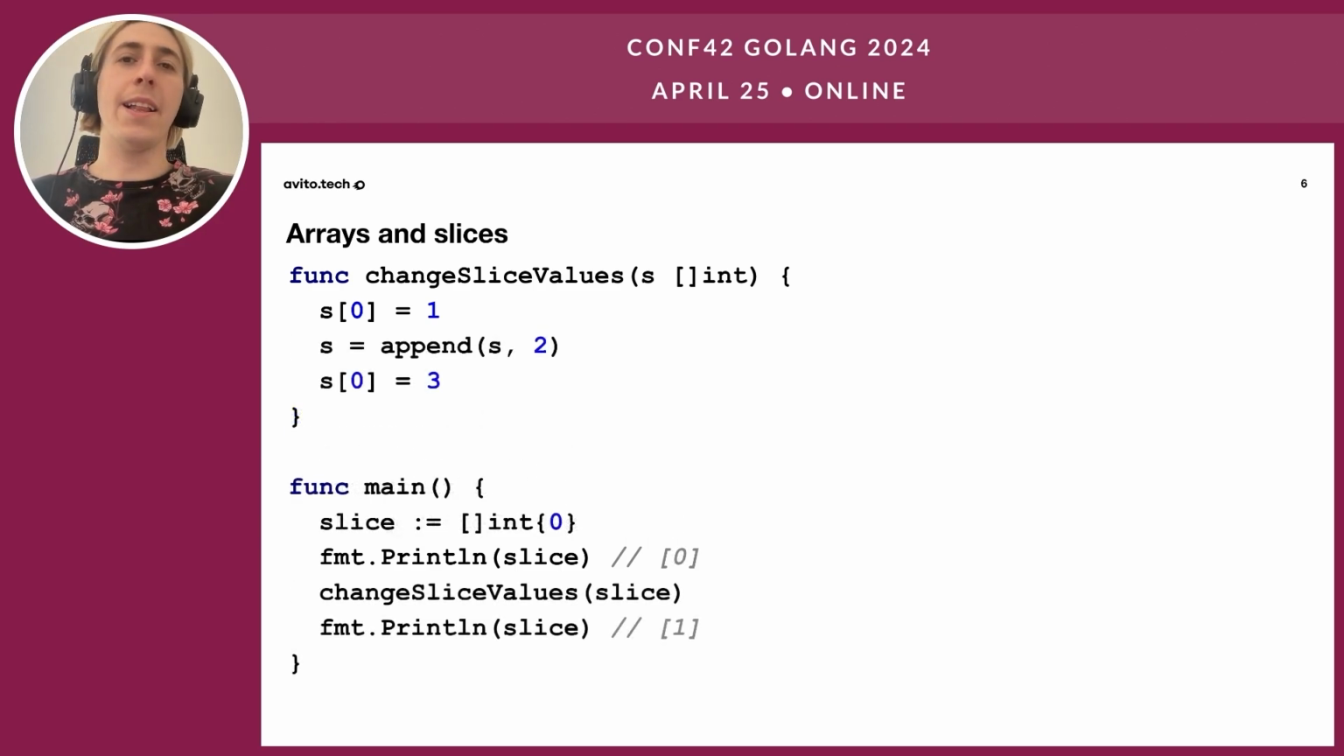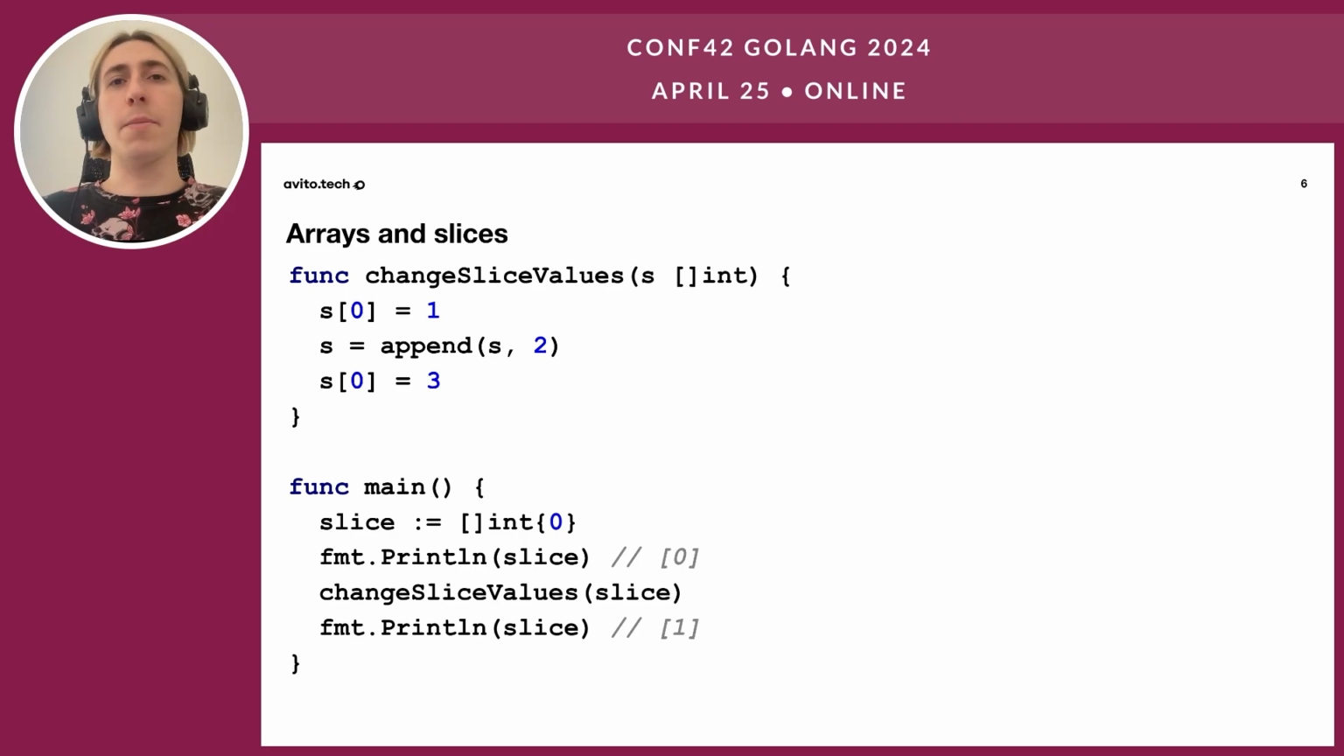Now let's play a little with what happens in the changeSliceValues function. As before, we will insert a 1 into the 0 index, then append a 2, and finally write a 3 into the 0 index again. And now the things that are happening may seem more unexpected. For some reason, the second print in the main displays the same value that it displayed in the previous example. That is 1. The size of the slice did not change, despite the presence of append, and the second write to the 0 element of the slice did not occur.